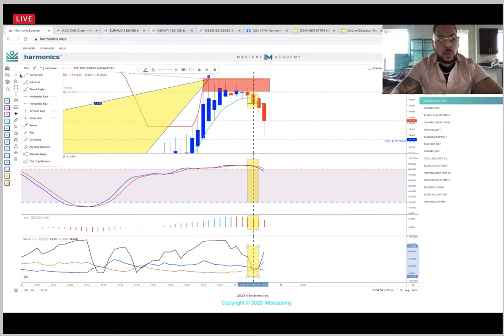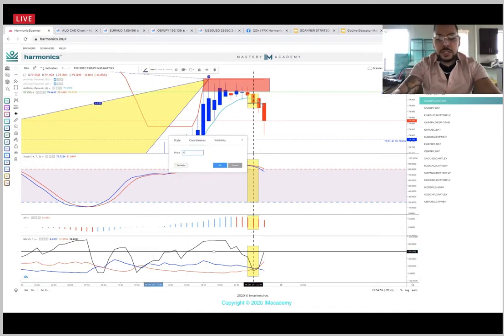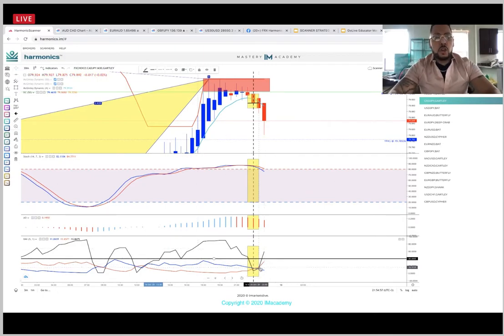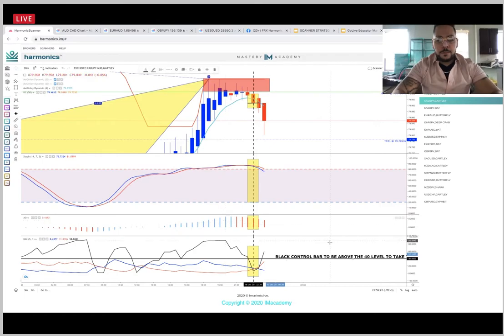So this is why when we look at the DMI, we're going to put this on 40, right? If the sellers are in control, if the red is above the blue, you want the black line to be above the 40 level. So you want the black control bar to be above the 40 level to take the trade. That is very, very important, okay?